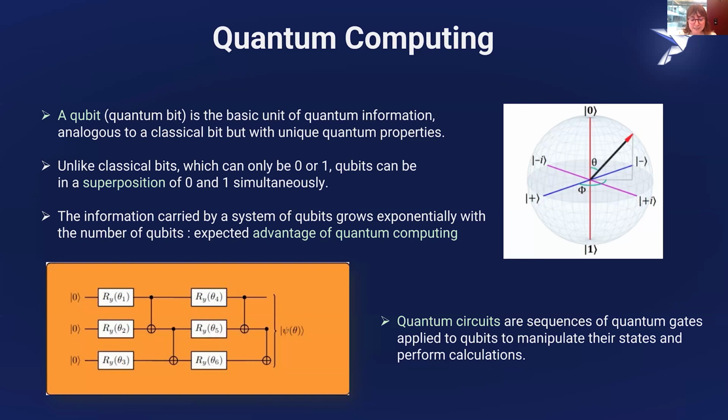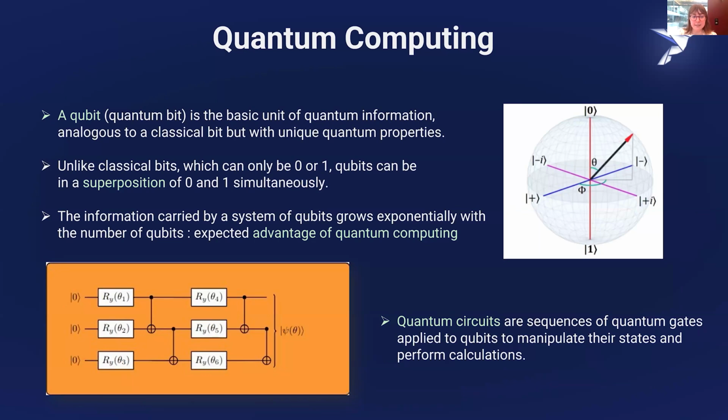Quantum computing is based on the concept of a qubit, and a qubit, or quantum bit, is the basic unit of quantum information. It's analogous to a classical bit, but with unique quantum properties that arise from the principles of quantum mechanics. Unlike classical bits, like in your computer at home, which can only be in one of two states at a time, either 0 or 1, qubits can be in a superposition of the 0 and 1 states simultaneously.